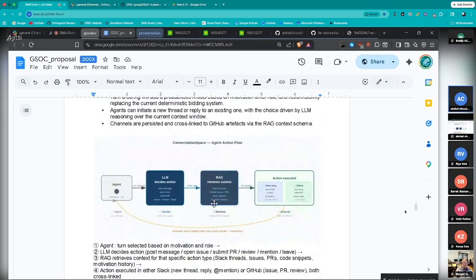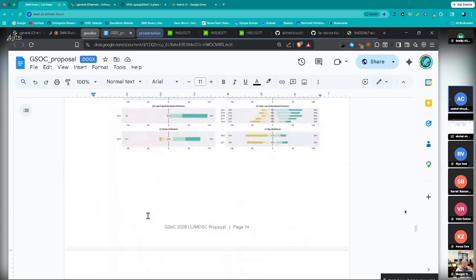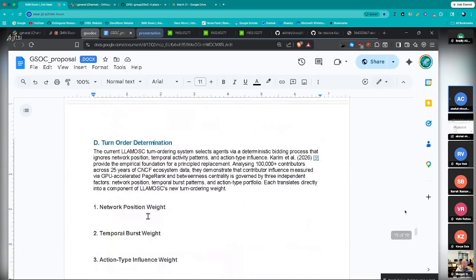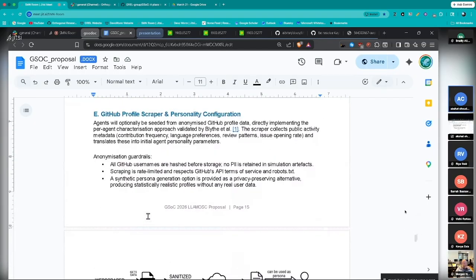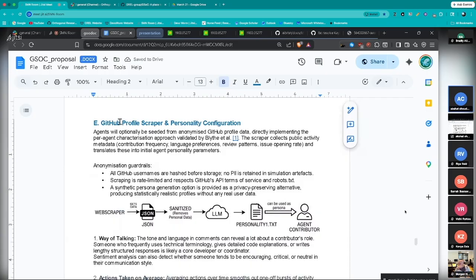So after getting all this information, the action will be executed, and then it will go onward to the next agent and the process will continue. And one final thing, now I'm thinking the presentation is getting a bit longer, so I'd like to end it right here. Now this is my favorite part of the project, the GitHub profile scraper and personality configuration.